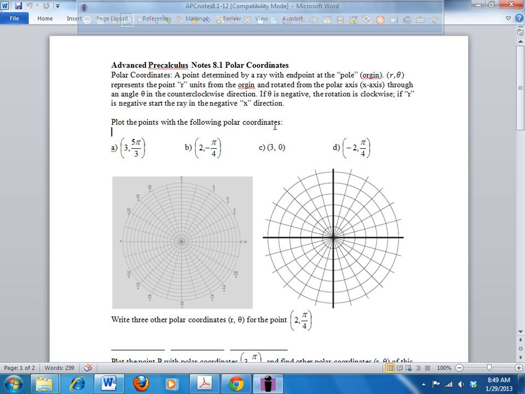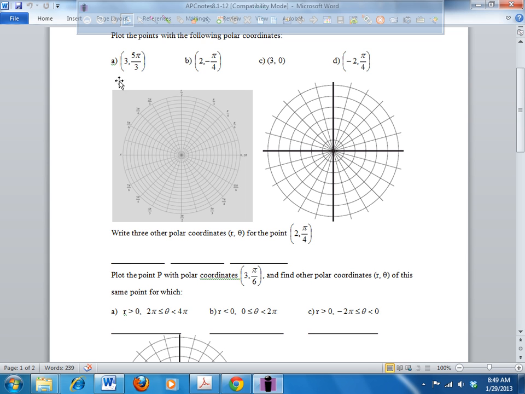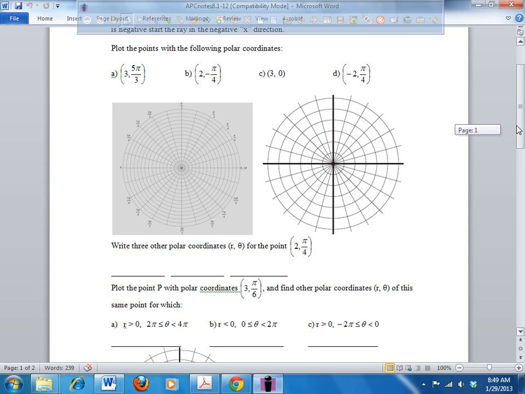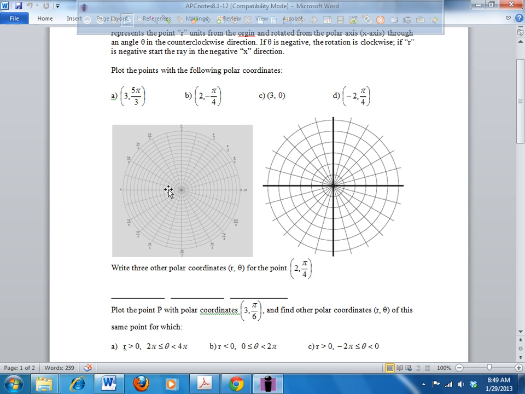Plot the points with the following polar coordinates. So to plot a point, this is a polar graph, okay? And to plot on a polar graph, you start at the pole, which is like (0, 0). This line is called the polar axis. You end up in the same place you would with rectangular coordinates, except you get there by moving out along the polar axis and then rotating, rather than moving in the x direction and then moving in the y direction.